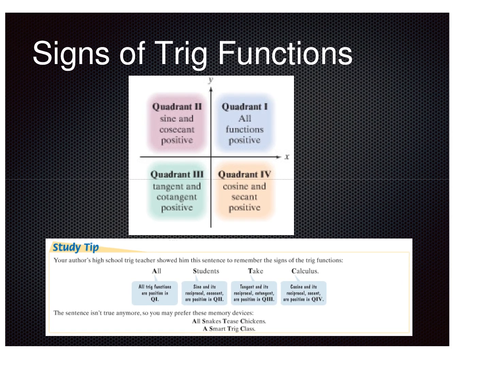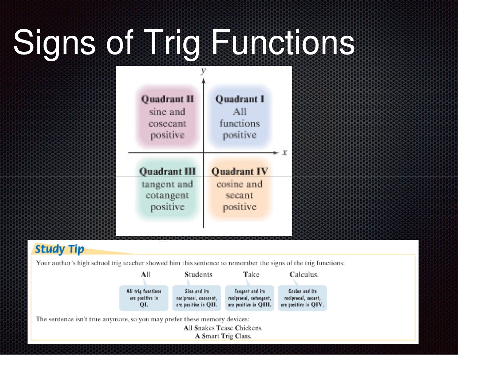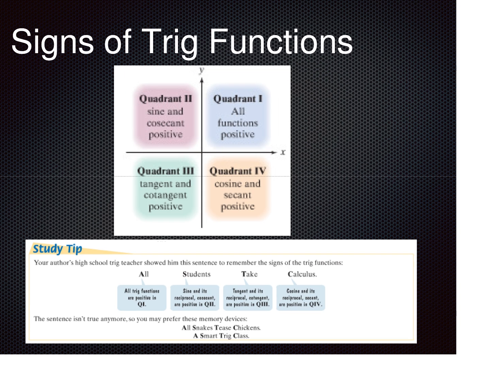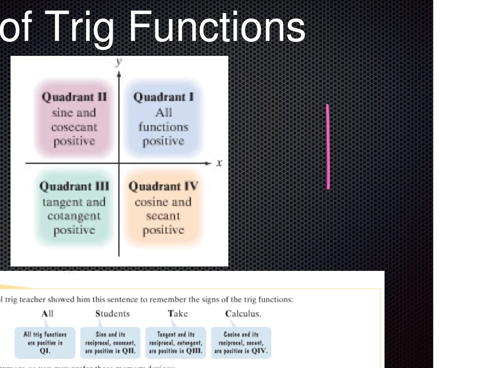So here we're going to talk about the signs of trig functions. Depending on which quadrant we're in, there's a pattern with our signs of the trig functions. So I'm going to rewrite this here. In the first quadrant, all of our trig functions are positive. In quadrant 2, just sine and its reciprocal are positive. In quadrant 3, just tangent and its reciprocal are positive. And then in quadrant 4, only cosine and its reciprocal are positive.